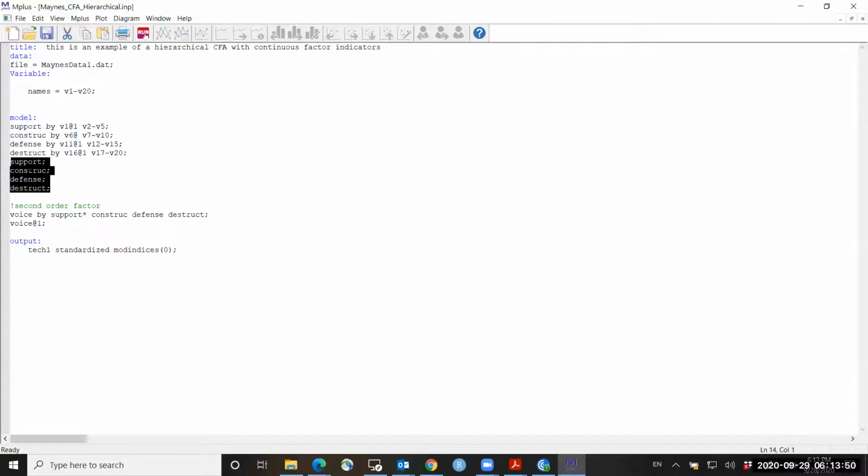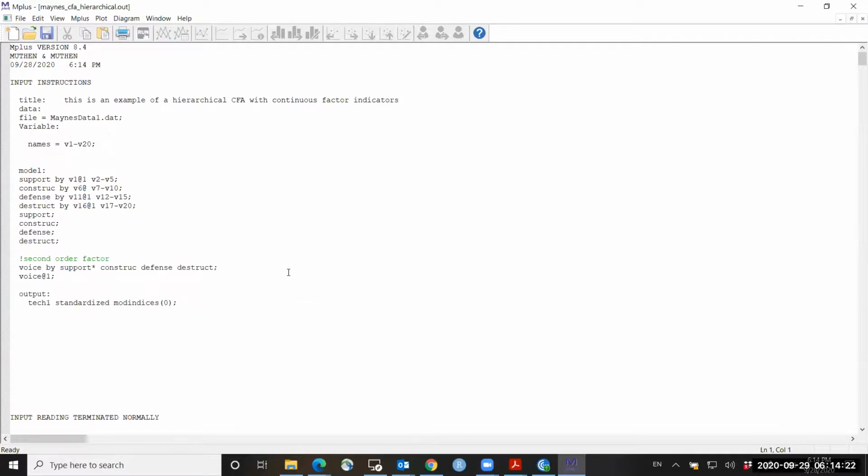Now these become residual variances because now I have a second order factor called voice that's measured by the first order factors. So I have here voice measured by support, construct, defense, and destruct. Note that for the second order factor, I freely estimated the first factor loading and I set the variance to 1. Okay. So the second order factor has 4 indicators. Let's run this.